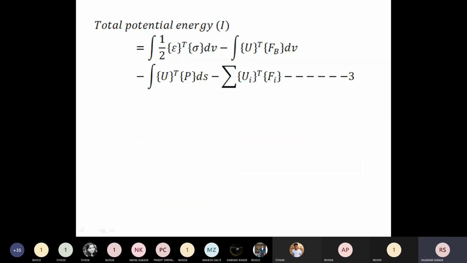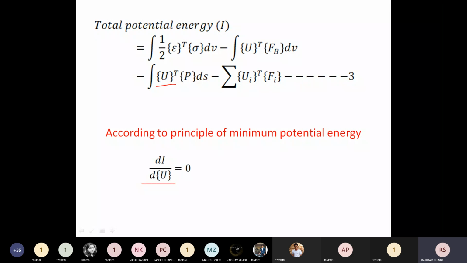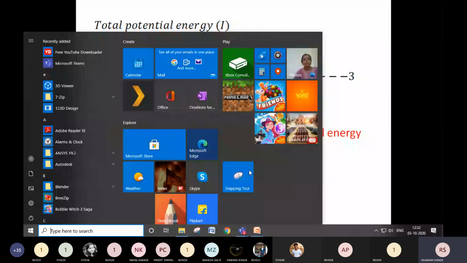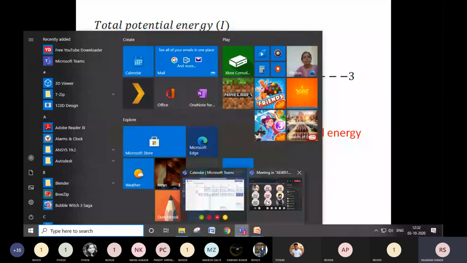Now the principle of minimum potential energy. This is the total potential energy equation. According to the principle of minimum potential energy, the derivative of this total potential energy with respect to the U matrix is 0, because pi is a function of U. So I have written this equation, d pi by dU equal to 0. Up to here we have covered. If you have any doubt up to here, you can ask me before I start the formulation.